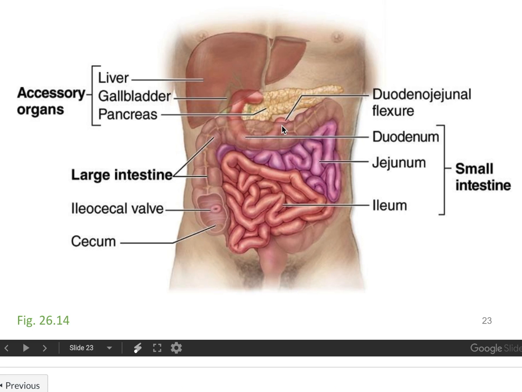So the duodenum is connected to the stomach. It gives way to the jejunum, and then it finally ends up in the ileum. And the ileum is going to dump into the beginning of the large intestine, or what's called the cecum. So know that the ileum is where the small intestine is going to turn into the large intestine.